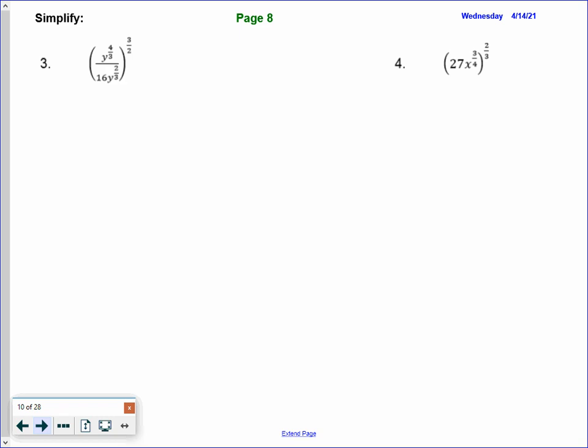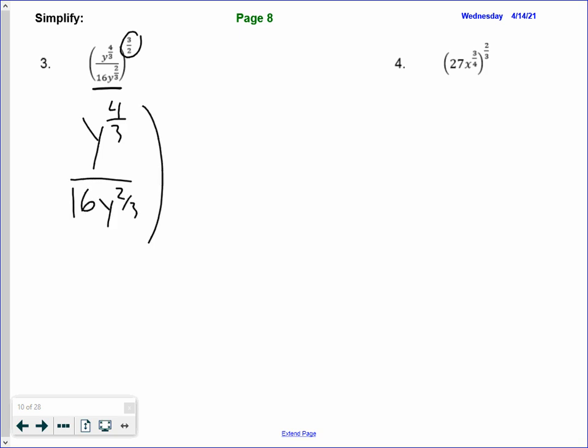All right, for number 3, we have y to the 4/3 divided by 16y to the 2/3, all of that raised to the 3/2. So what I'm going to do is simplify everything inside the parentheses first. You could distribute out the 3/2 first, but that would be much harder. It's easier to simplify as much as you can and then distribute out that exponent. So inside of the parentheses, we have y to the 4/3 divided by 16y to the 2/3. That's all raised to the 3/2.